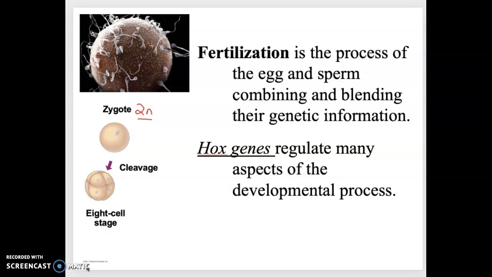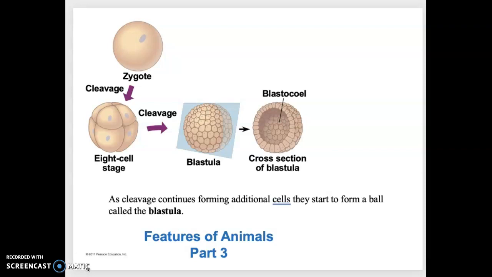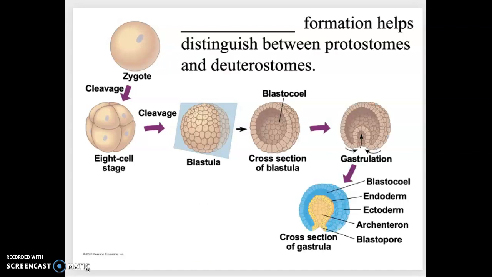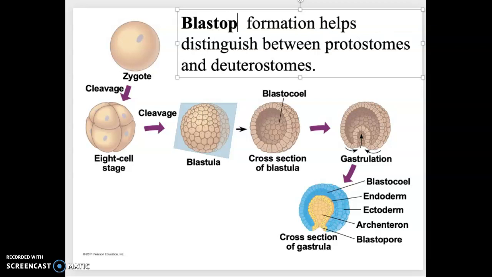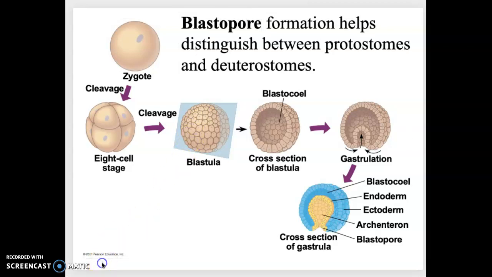Hox genes regulate the developmental process. You're going to divide, you're going to divide, you're going to divide. You keep dividing. 2 go to 4 to 8. We get the blastula forming. The blastula forms this ball, this hollow ball. The blastocoel is on the interior of that. And as it keeps developing, the blastopore formation will determine or distinguish the difference between protostomes and deuterostomes.